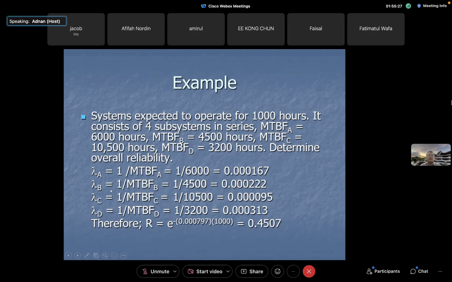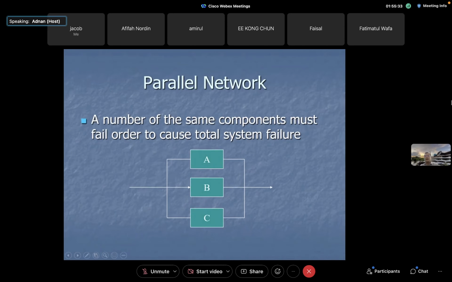Okay, this is just an example. You can calculate the reliability of a serial system. Okay, this is parallel. What happens in parallel is, if this fails, the system is still functioning. Okay, still functioning, no problem.